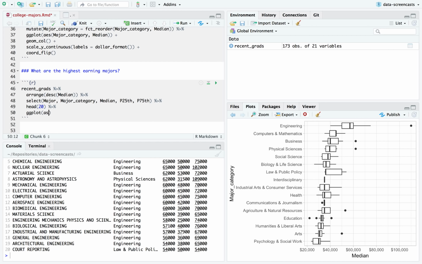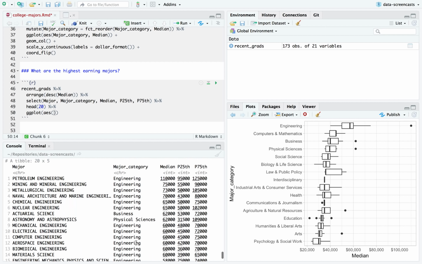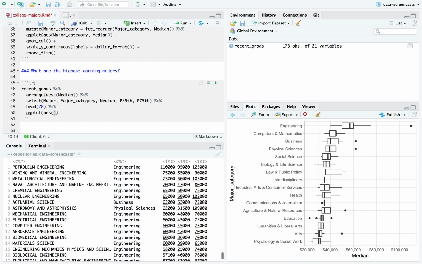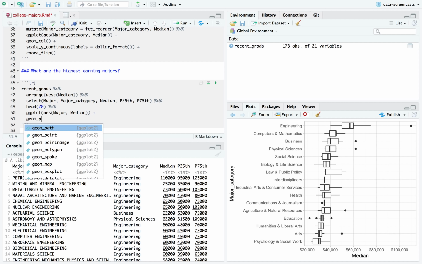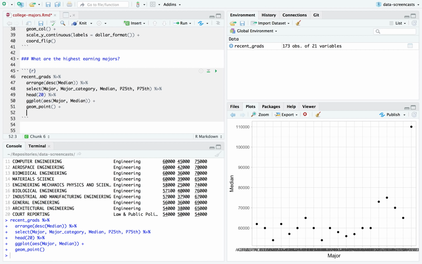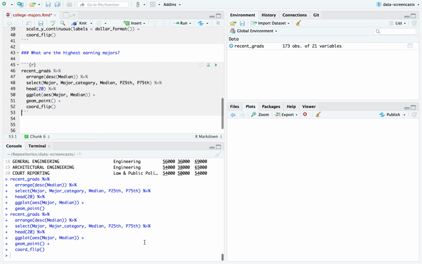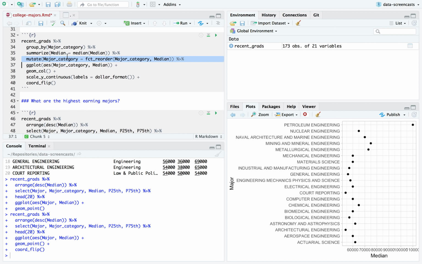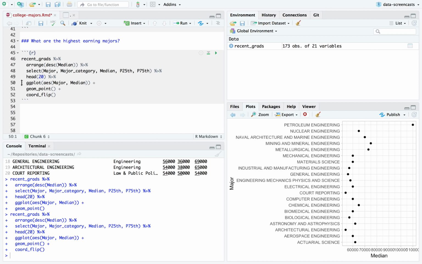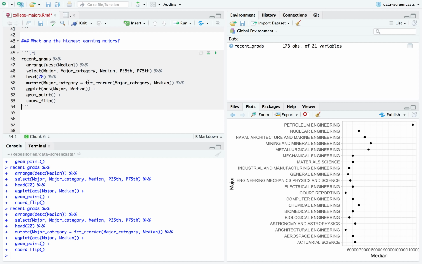And what kind of plot am I going to use for this? You kind of have an option between a bar plot and a dot plot. I'm going to make it a dot plot and say major, median, geom_point, and coord_flip. We're going to coord_flip a lot of things because we often have text on the x-axis. And I'm also going to reorder a lot of things, so I'm often going to be grabbing that line where I reorder a category.